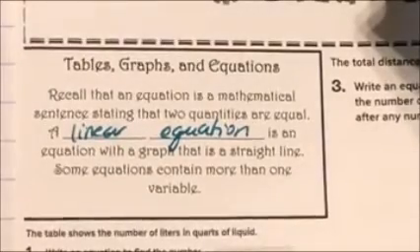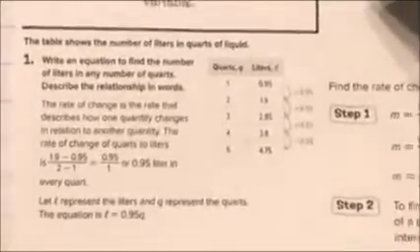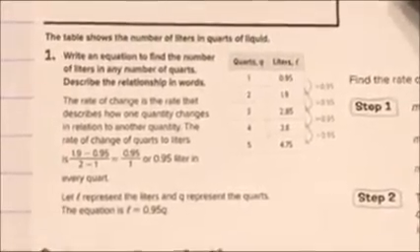Okay. So I have a couple of examples. Example number 1 says the table shows the number of liters in quarts of liquid. Write an equation to find the number of liters in any number of quarts. Describe the relationship in words.